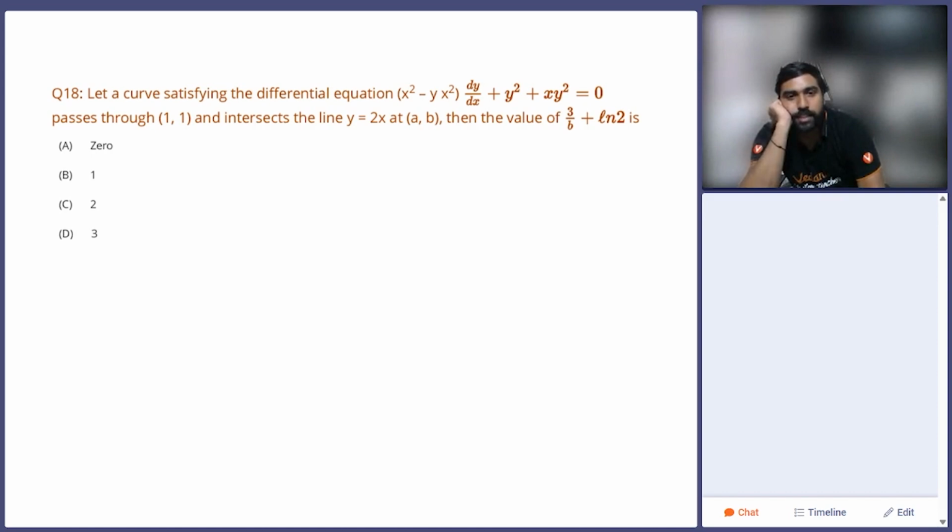There's a curve which satisfies this differential equation x square minus 5x square divided by dx plus y square plus x y square equal to 0. It passes through 1, 1 and it is intersecting this line y equal to 2x at the point a, b. What is the value of 3 by b plus ln2?